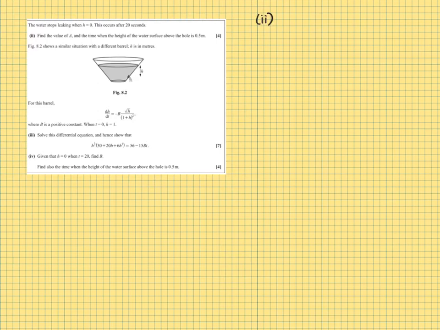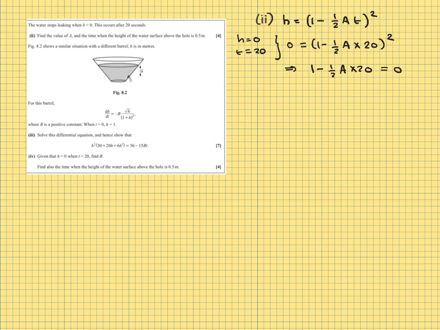Now, in the last part of the question, we learnt that h equals 1 minus a half a t squared. So h equals 0 when t equals 20. So let's substitute in that information. 0 equals 1 minus a half a multiplied by 20 all squared, which tells us that 1 minus a half a multiplied by 20 equals 0. So 10a equals 1. A is equal to 1/10 or 0.1.